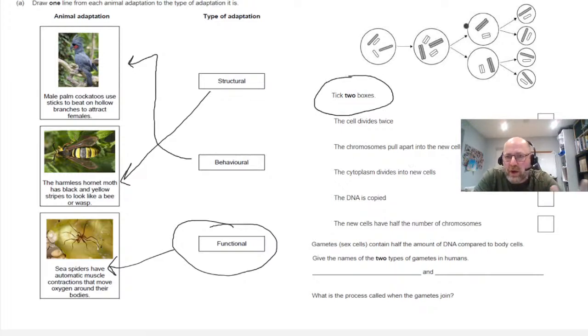And then meiosis, tick 2 boxes about meiosis. It would help if I didn't put my camera over it.